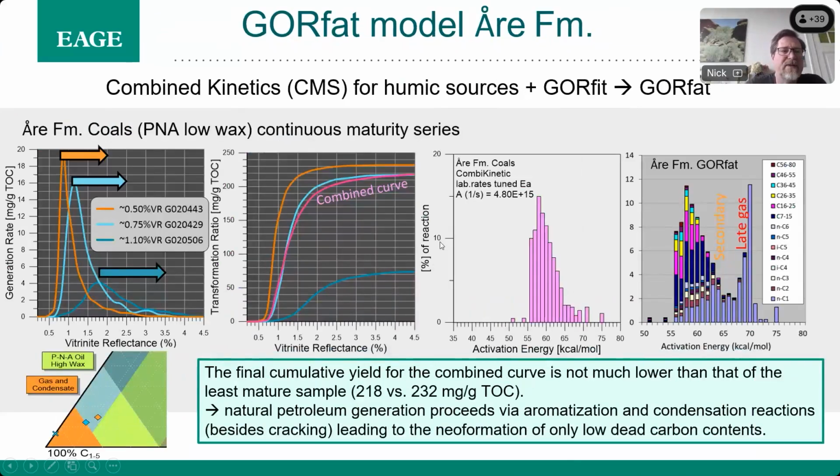We also built a combined kinetics model for the Ora formation, for a small Ora formation maturity series. Here the cumulative yield for the combined curve, in pink, is not much lower than that of the least mature sample. So for the Ora formation coals, the petroleum generation proceeds via aromatization and condensation reactions, but also via normal side-chain cracking, leading to the neoformation of only low dead carbon contents.